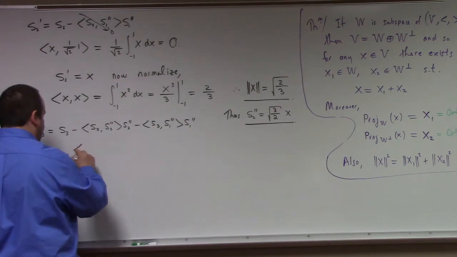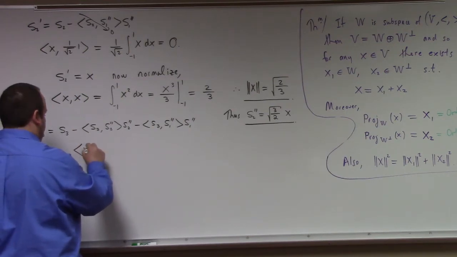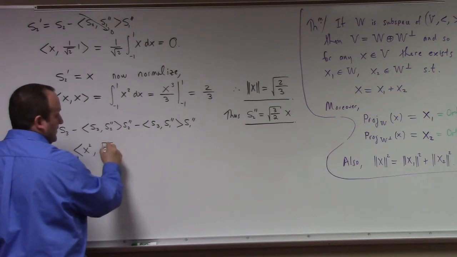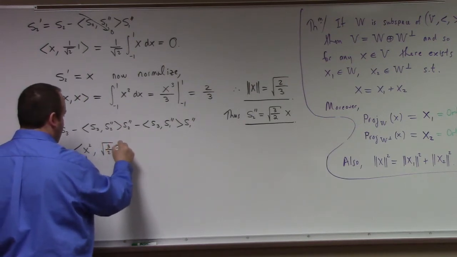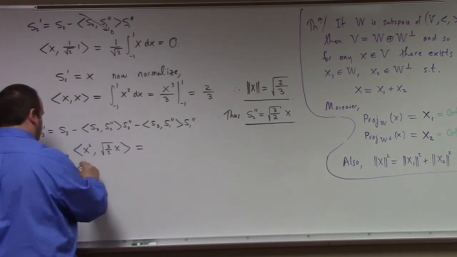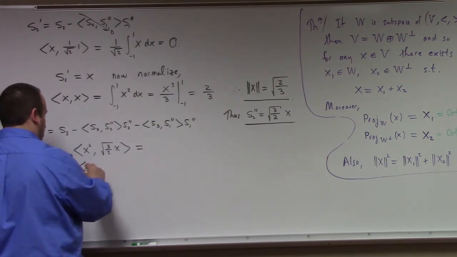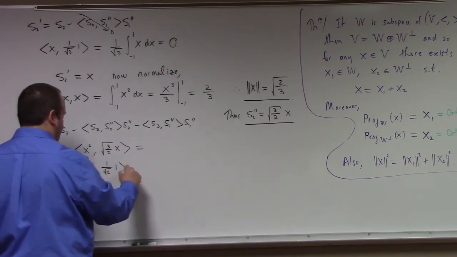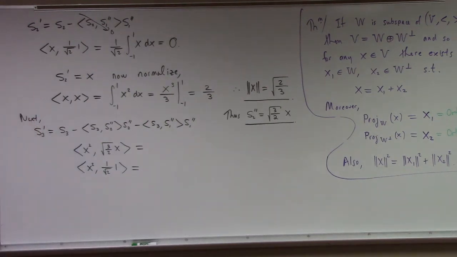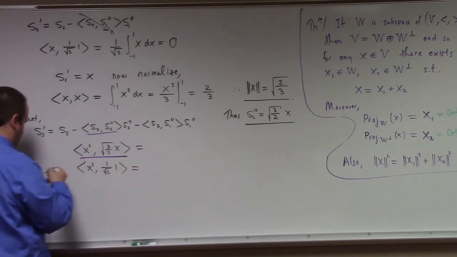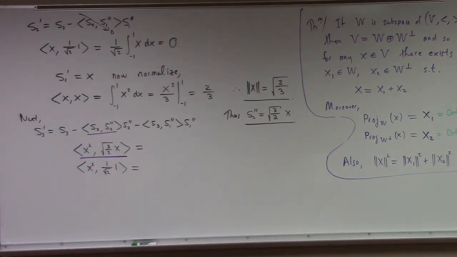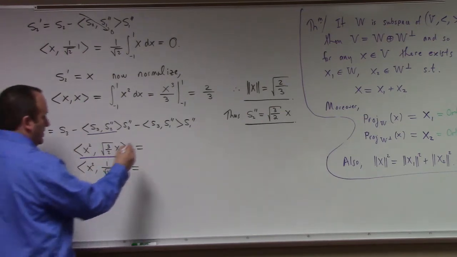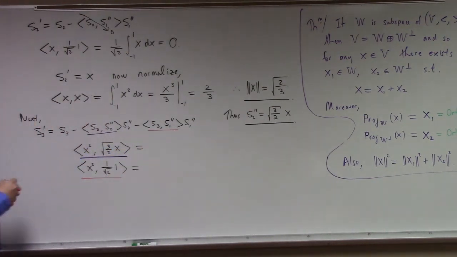So what does this actually mean for us here? We need to calculate the integral of x squared with square root 3 over 2 x, and we need to calculate the inner product of x squared with 1 over root 2 times 1. I'll use some color coding here to help you understand what I'm doing. That's this piece, and this is that piece. We can do these integrals. They're not a big deal.